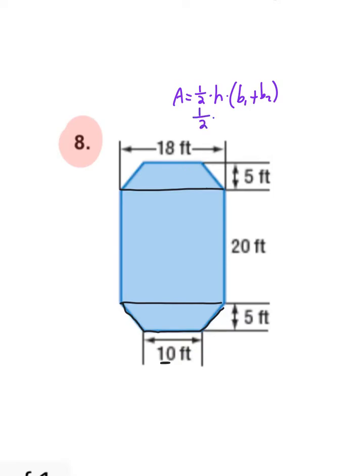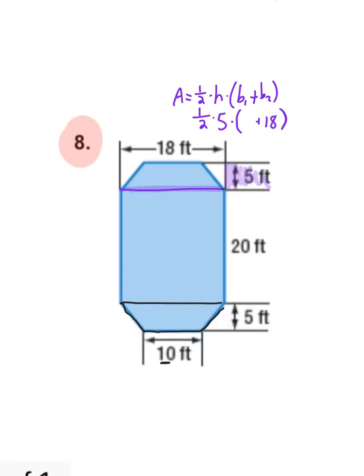So we have half times the height. Now the height, if you notice, is right here, is 5. So half times 5 times, now we have to find base 1 and base 2. So base 1 would be 18, but here's where you have to be careful. See how these arrows are here and here? So the 18 is actually the distance from here to here. So 18 is actually that longer base. I'll call that base 2.